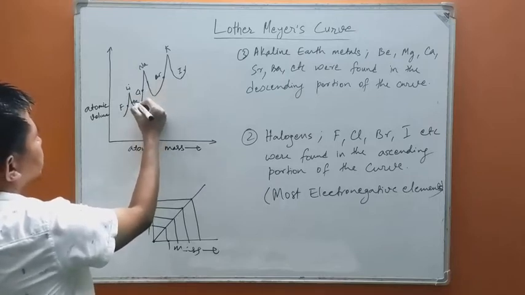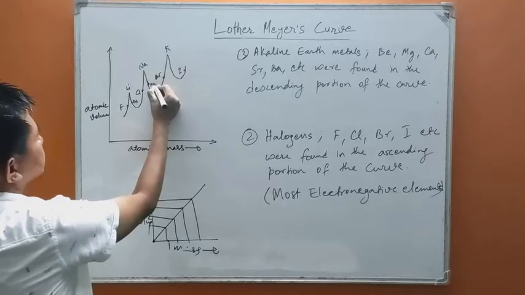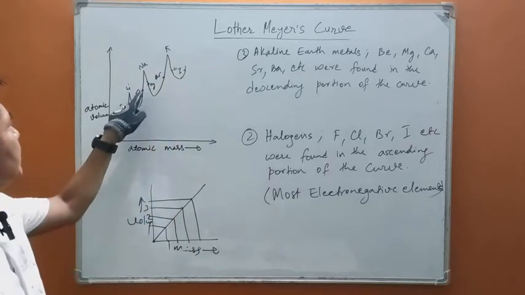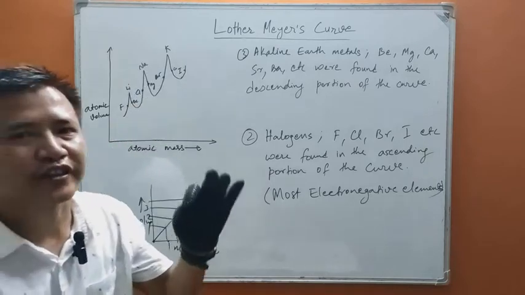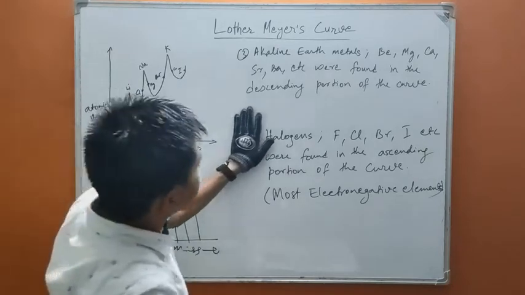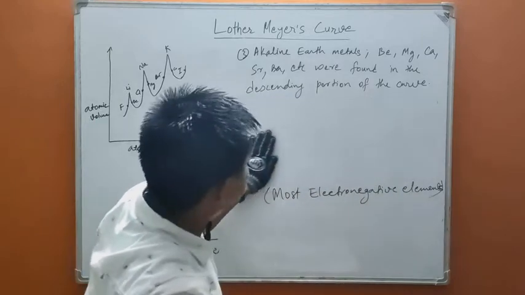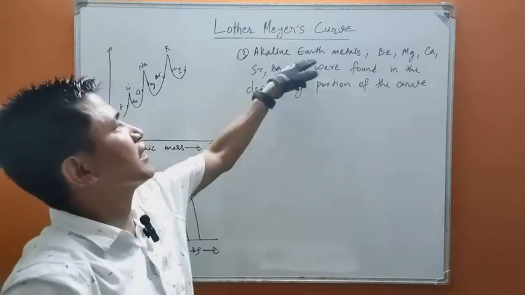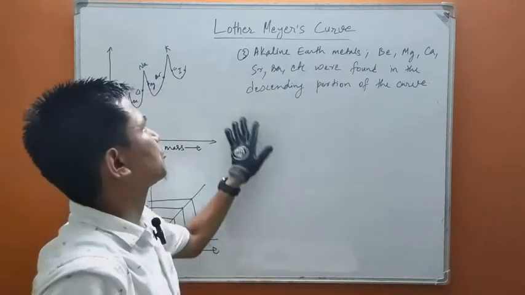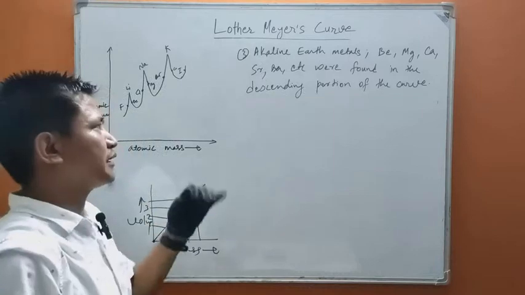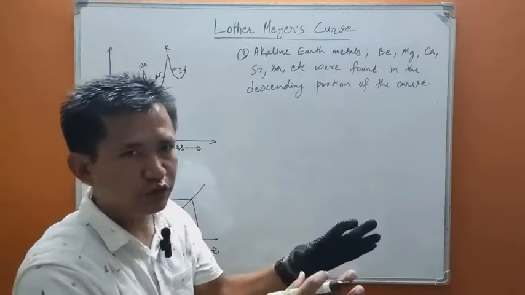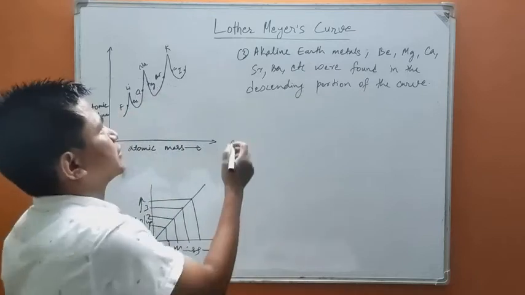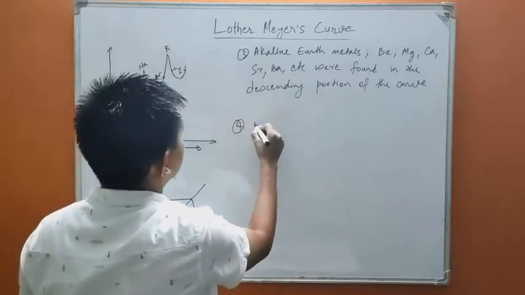Beryllium, magnesium, calcium, etc. were found in the descending portion of the curve. Okay, and they are called alkaline earth metals. They are a little less electropositive than alkali metals. They also lose electrons, but the tendency to lose electrons is lesser than alkali metals. Okay. Number 4, metalloids.